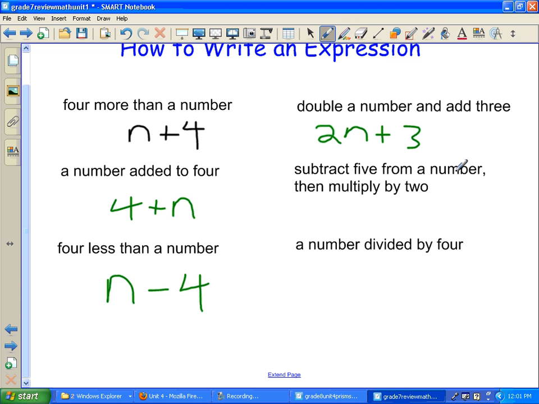Subtract 5 from a number, then multiply by 2. So I'm going to take my number, and I'm going to subtract 5 from the number, and then I'm going to multiply by 2. So I'm going to put a bracket here, and I'm going to multiply by 2, because it tells me subtract 5 from a number first. A number divided by 4. So I'll put my number and then divide it by 4.